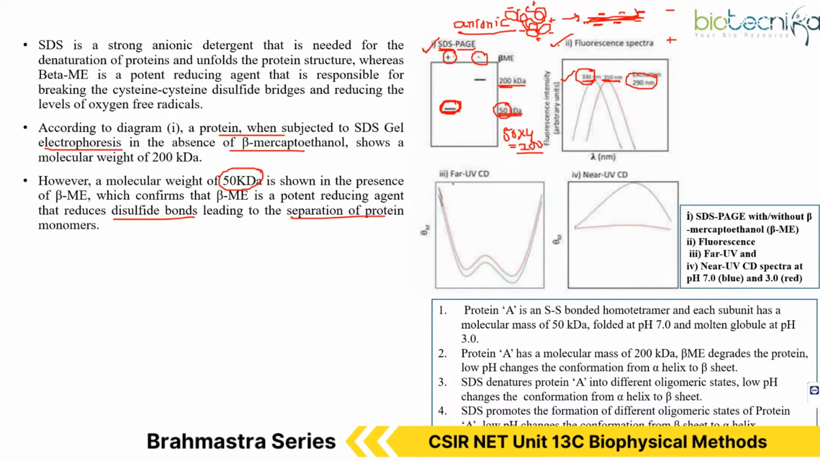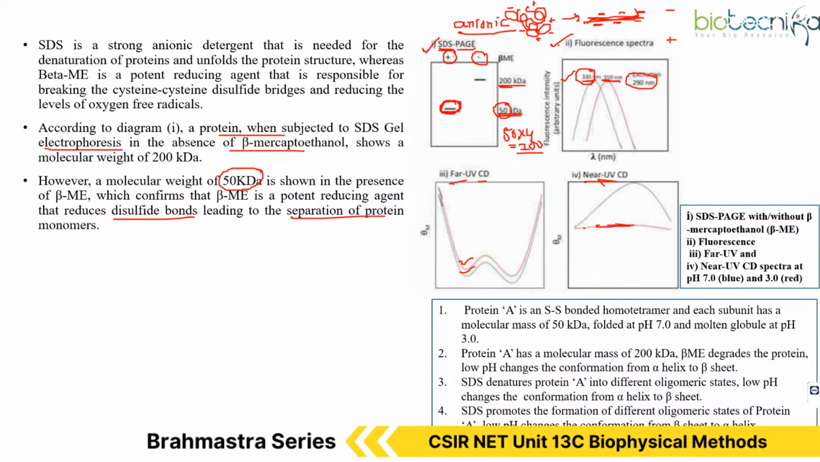And if you see the far UV circular dichroism spectra, as I told you, far UV circular dichroism spectra shows that the type and quantity of secondary structure remain unchanged. So here you can see there is no considerable change, right? If you see the result, both the red one and the blue one, there is no considerable change. But in near UV, you can see that this red line becomes flat. This red one becomes flat, right?